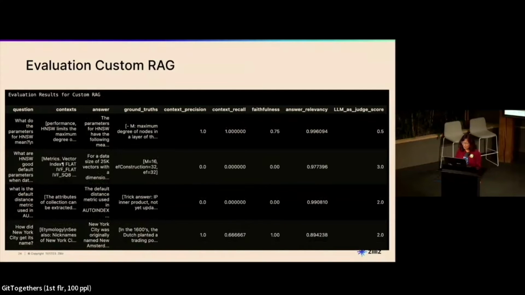And for my custom RAG, I have more reasonable numbers. I probably need to do some error control on myself, so that if there's no context, I shouldn't be calculating context numbers.